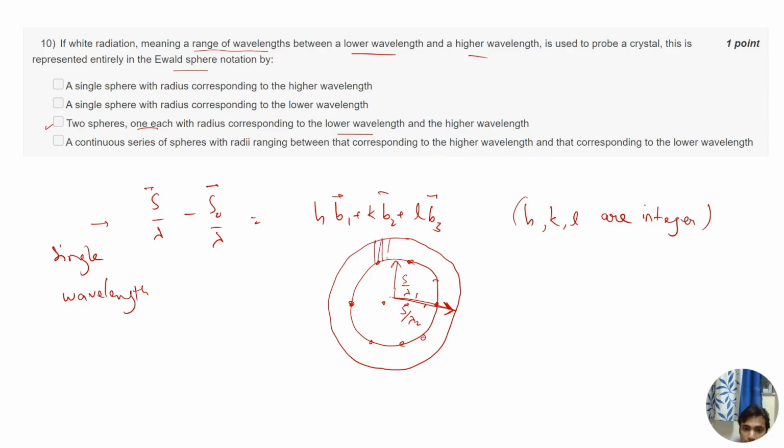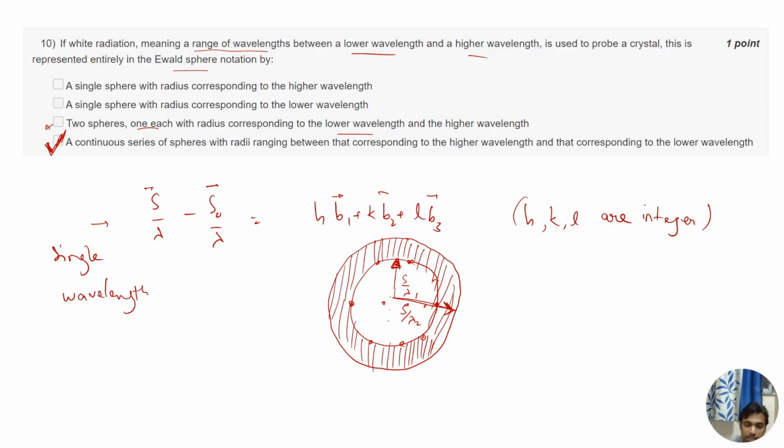Actually, it is continuous. Since we have a continuous range of wavelengths, since it is white light, our Ewald sphere notation will be a kind of shell from this to this. So your correct answer has to be this, the fourth one. It cannot be a single sphere.